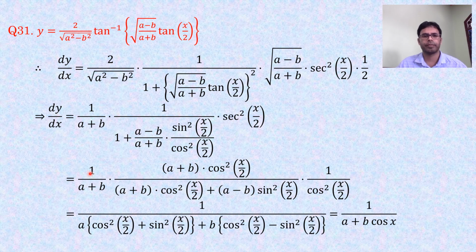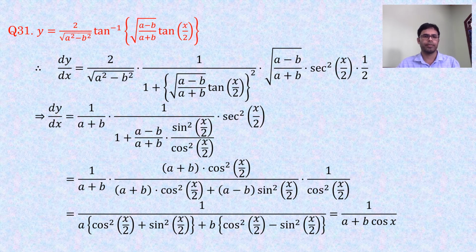Then 1 by, this a plus b and this a plus b is cancel, and this cos square and this cos square is cancel, and simply after completion of this product, this a cos square and here a sine square, taking a common, cos square x by 2 plus sine square x by 2, and b common, cos square x by 2 minus sine square x by 2, already discussed in the earlier video. So it is 1 by, this part is 1, and this is the formula for cos 2 theta. So cos 2 into x by 2 means cos x, and that is the solution for the question.